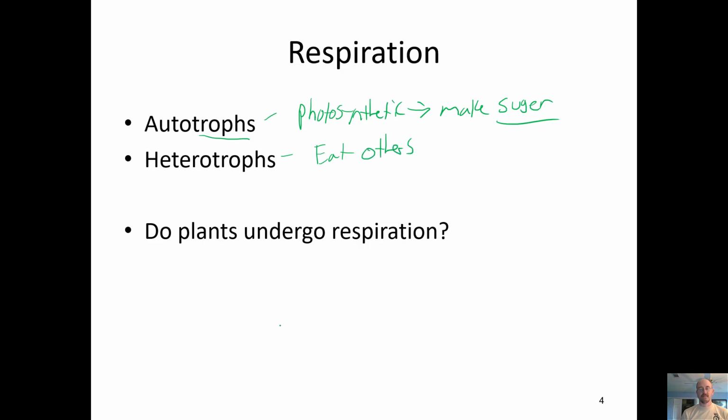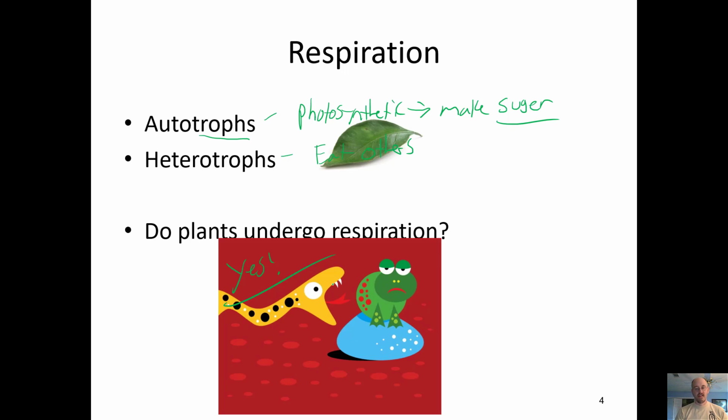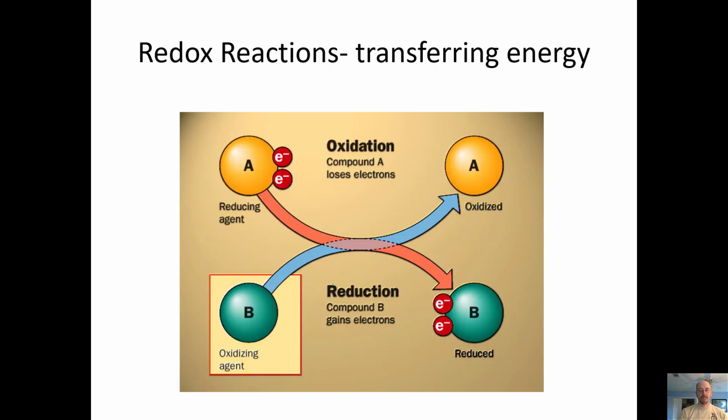But both do respiration. So do plants undergo respiration? Yes, they absolutely do. They don't make sugar to be nice. They make it so their mitochondria can use it to make ATP. Okay, so heterotrophs eat others for food. Autotrophs make their own food.